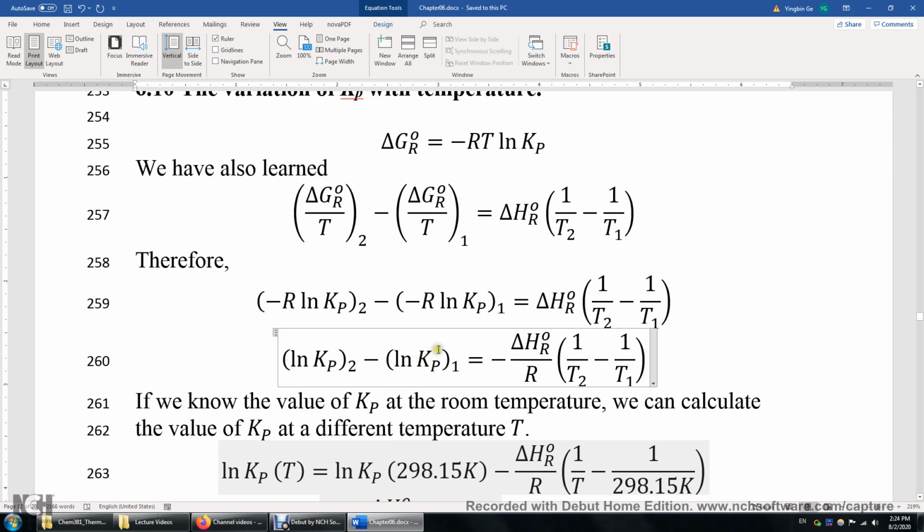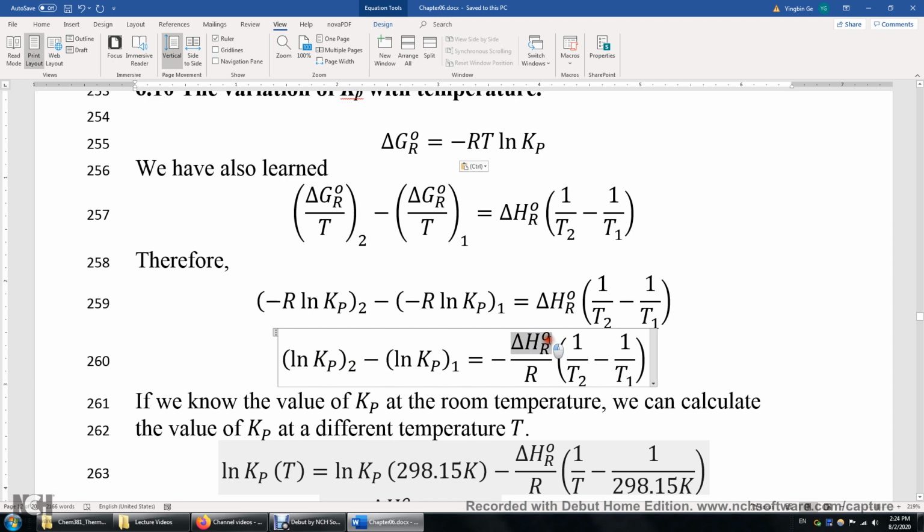First, if we know Kp at temperature 1, we can calculate Kp at temperature 2. And second, we can do more analysis. If T2 is greater than T1, this is negative. With one more negative sign, it becomes positive. Now for an endothermic reaction, this is positive, so minus, plus, minus, the result is plus. And then Kp at temperature 2 is greater than Kp at temperature 1. So again, if T2 is greater than T1, and also this is positive, then Kp2 is greater than Kp1.